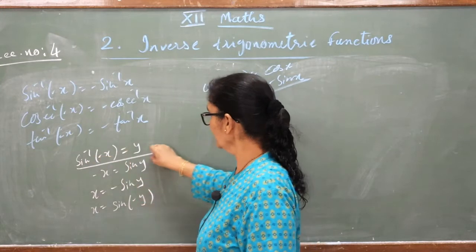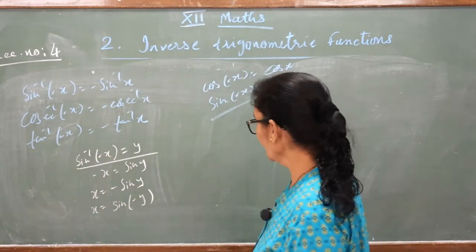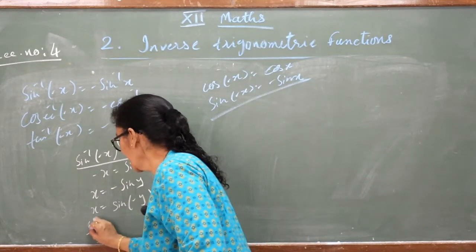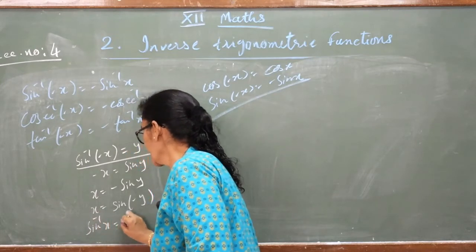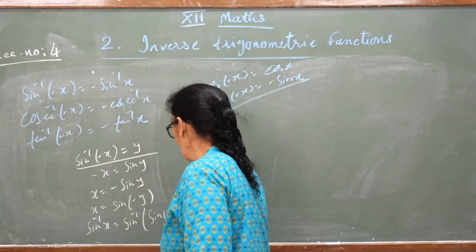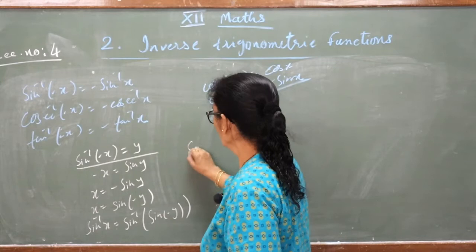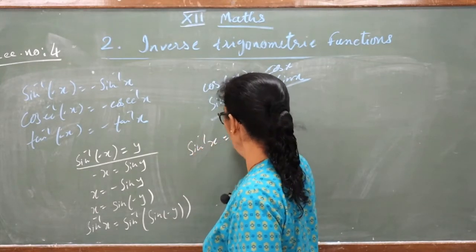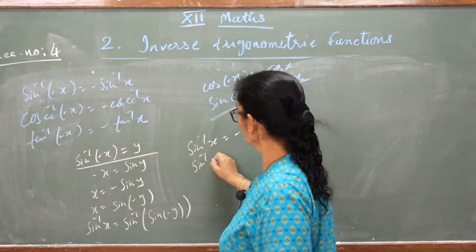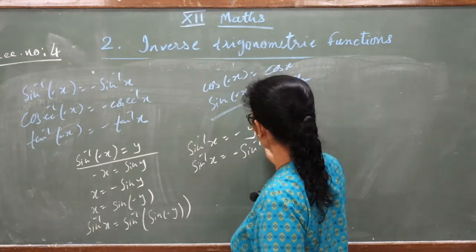We have taken sine inverse of minus x equal to y, and we have proved that x equal to minus sine y. So taking sine inverse on both sides, sine inverse sine minus y. Now we know sine inverse cancels, so we have sine inverse minus x equal to minus y. And what is y? That is sine inverse x, so sine inverse x equal to minus sine inverse minus x.